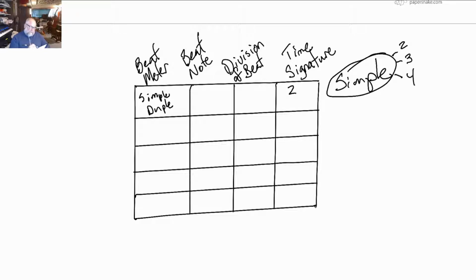Now, they also told us that the beat note itself is a quarter note. The division of the beat in simple time is always 2. It's always 2 halves of the beat note. So you take the beat note, you go down 1 notch in the rhythmic hierarchy. So in the case of this quarter note, go down 1 notch. That's eighth notes, divided in half into 2 eighth notes, and there it is. That's the division of the beat. Okie doke.